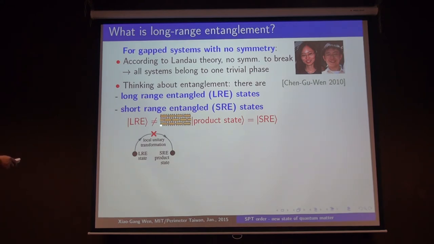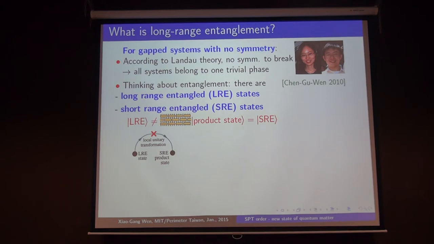Since each box has finite size, this is short-range entanglement. When you add this scrambling, you only scramble locally, so that's short-range entanglement. Certainly you can have a few finite layers of this kind of scrambling, which may have different overlap. But after a few layers of local unitary transformation, you'll still get some kind of short-range entanglement. So a short-range entangled state is basically a state which is connected to a product state by local unitary transformation. That is the definition of short-range entangled states.